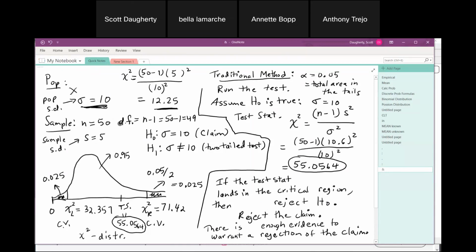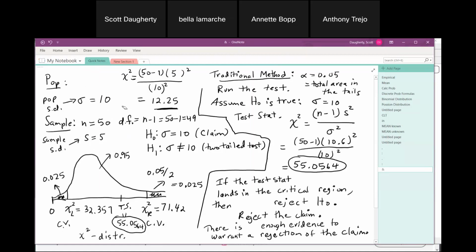Okay. So you would end up with the same conclusion. You reject the null, which is a rejection of the claim. And so there's enough evidence to warrant a rejection of the claim. But this time you're rejecting it because, again, you don't believe sigma is 10, but have an indication here that it's smaller than 10, a lot smaller than 10. Okay, so anyway, that's kind of how it works. I want to kind of show you that.